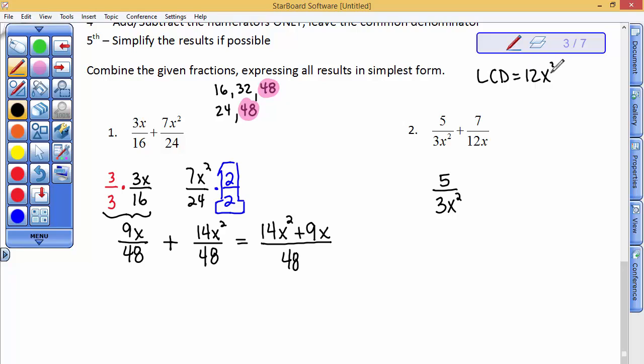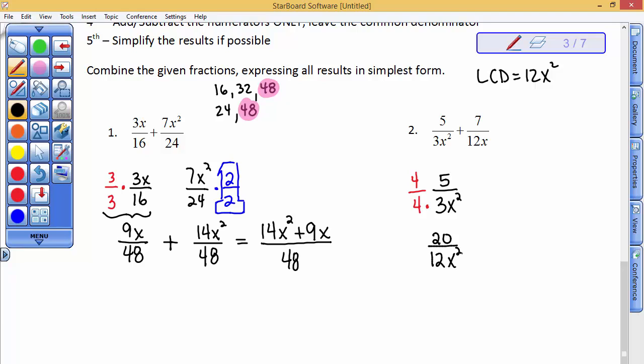So you say to yourself, what do you multiply 3x squared by to get a 12x squared? You multiply it by a 4. So upstairs, you're going to have 4 times 5 is 20 over 12x squared.